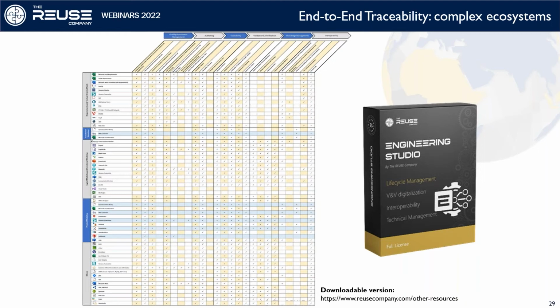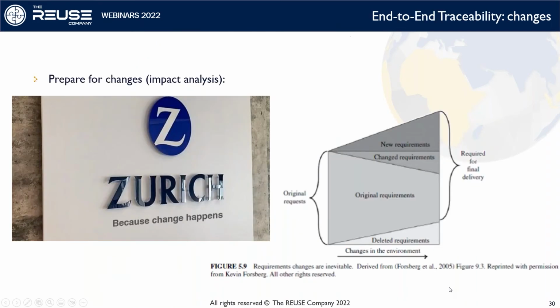This is the current list of connectors. Of course, I understand that you cannot read anything in this table, but you can download this. You will get the link when you get the copy of the slides. So this is the number of different connectors that we have implemented in this tool. Another important aspect that we have implemented is very good support for changes.